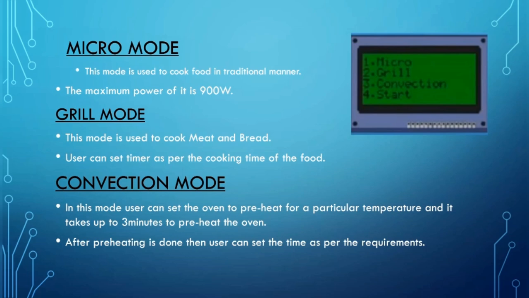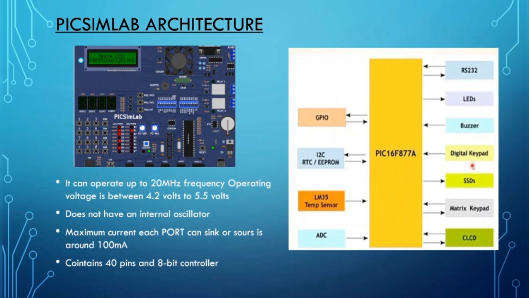The convection mode. In this mode, the user can set the oven to preheat to a particular temperature, and it takes up to 3 minutes to preheat the oven. After preheating is done, the user can set the time as per the requirements. The requirements are MPLAB IDE, XC8 compiler, and PICSimLab.